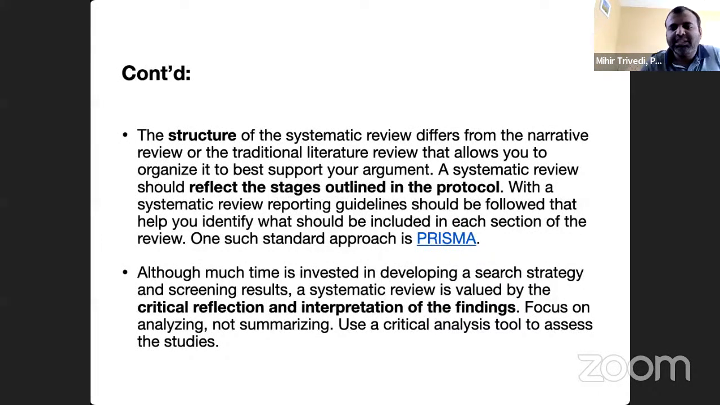Although much time is invested in developing a search strategy and screening results, a systematic review is valued for the critical reflection and interpretation of the findings. Focus on analyzing, not summarizing. Use a critical analysis tool to assess the studies.